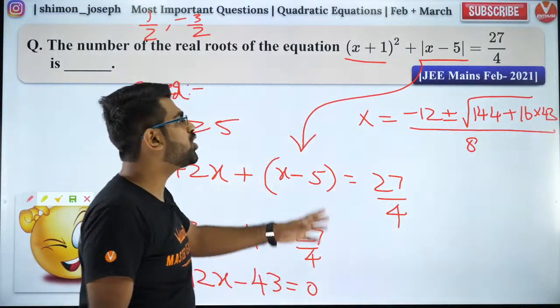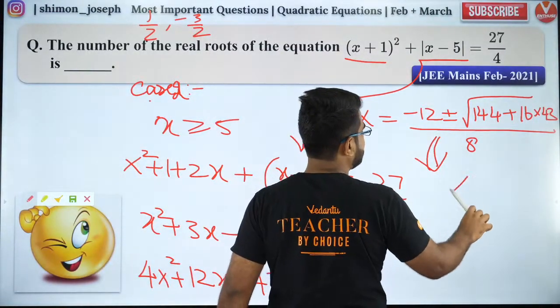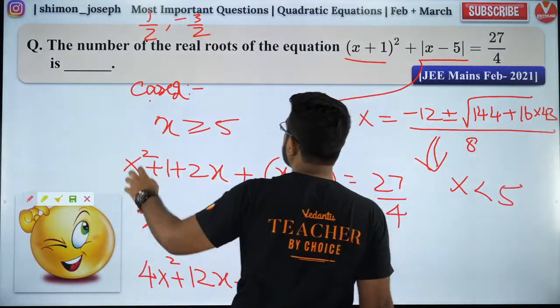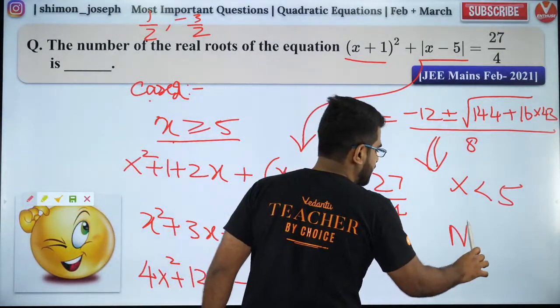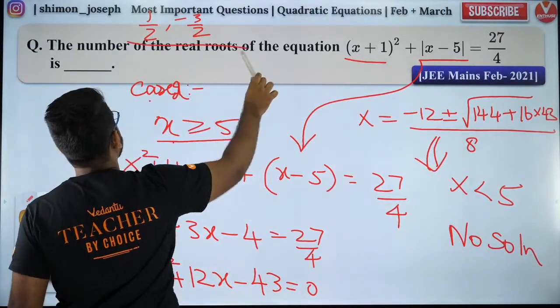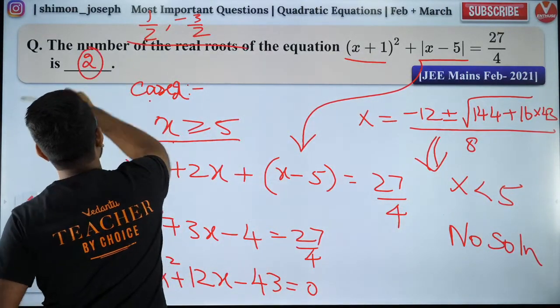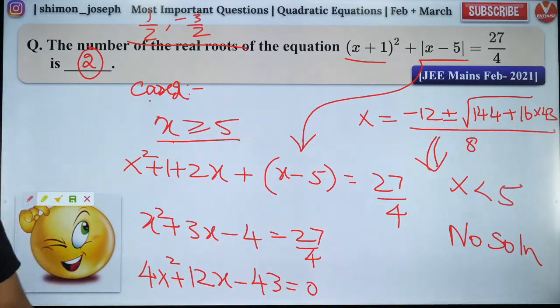So guys, both of these roots will be less than 5. Therefore, this case is x greater than or equal to 5, so it is no solution. So for case 2, there is no solution. Case 1, there are two solutions. So the answer is totally 2 plus 0, 2 solutions. Are you clear? Did you like it?